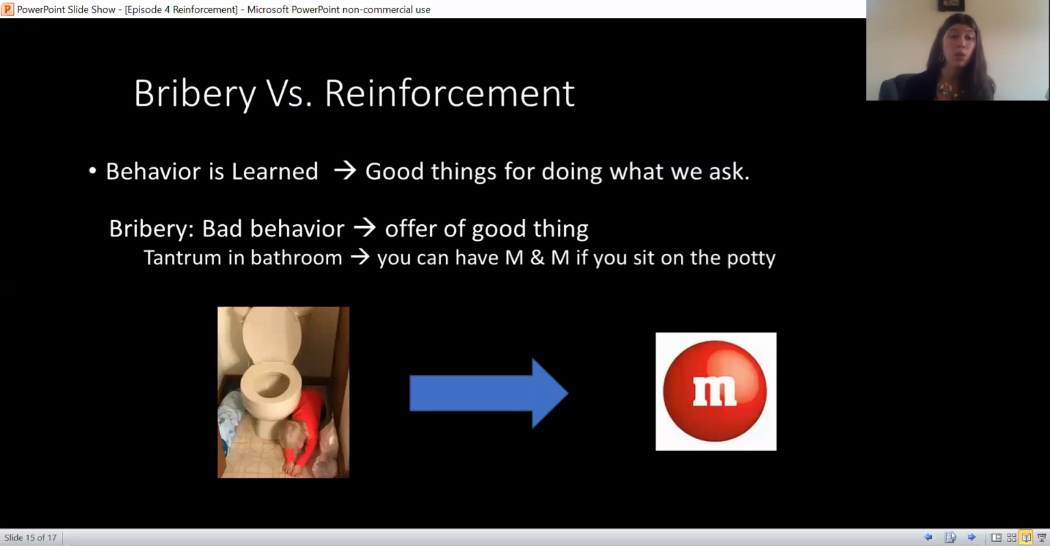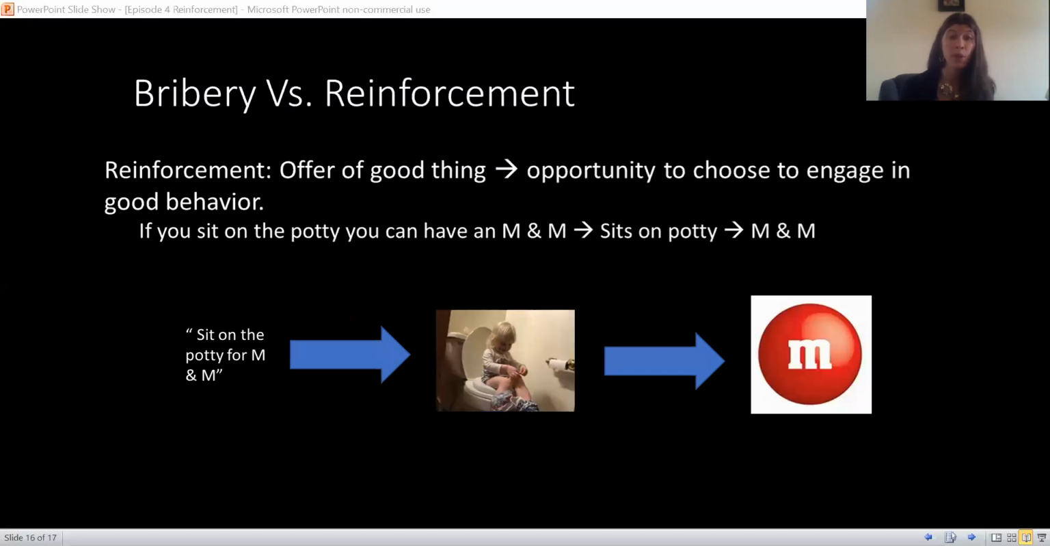Secondly, it's all about timing. Bribery occurs when someone offers something good as a result of a bad behavior. So after a tantrum in the bathroom, you offer an M&M for them to sit on the potty. Reinforcement, however, occurs when an offer of something good happens prior to naughty behaviors. On our way to the bathroom, you let the kiddo know that if they sit on the potty, they're going to get that M&M.